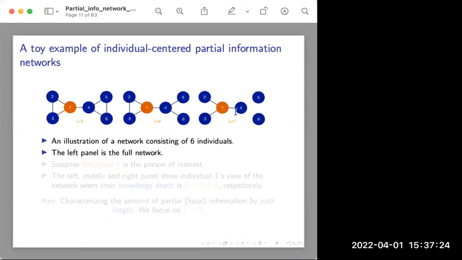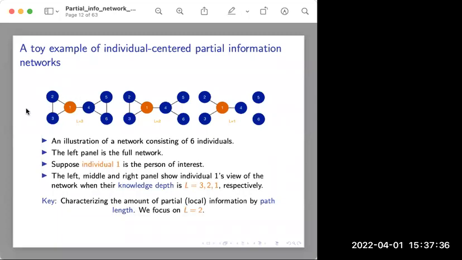So here's just a toy example, making it more concrete. We have a network consisting of 6 individuals. So this is the panel, the leftmost panel. And let's say we take individual 1 as the person of interest. And here we're using L to denote the person's knowledge depth. That is, the person knows all paths of length up to L, starting from the center.